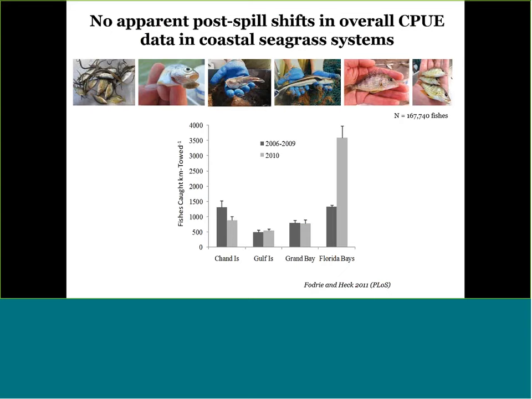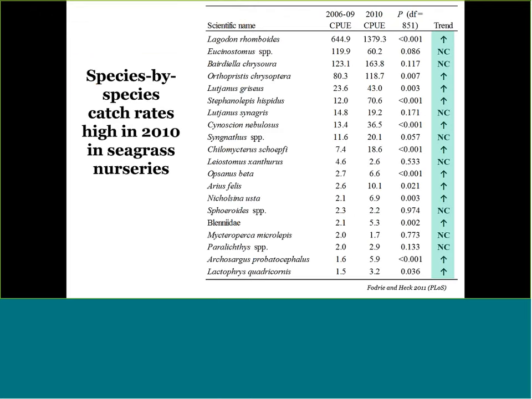So the data you're seeing here are the catch rates of fishes pre-spill in the darker gray and then post-spill in the lighter gray. And the take-home message here is that we don't see any decrease in the numbers of animals in the Gulf after the oil spill. If anything, we actually see more animals. So on average, pre-oil spill, we caught about 1,000 animals every time we put the net in the water and towed it for 2 minutes. After the spill, we did the same sort of sampling, but we would catch 2,000 fishes.